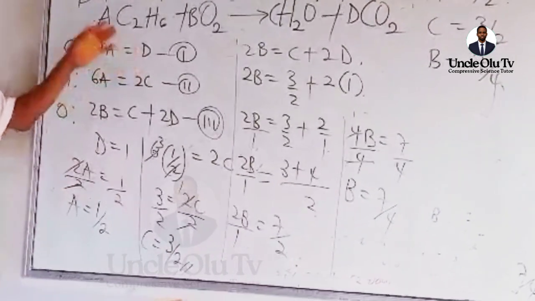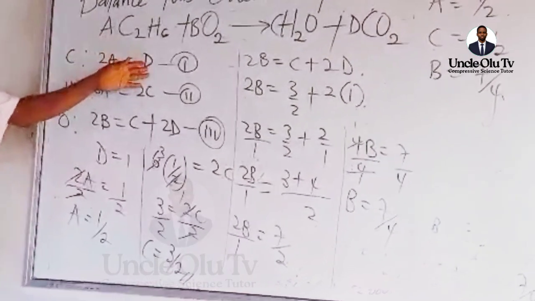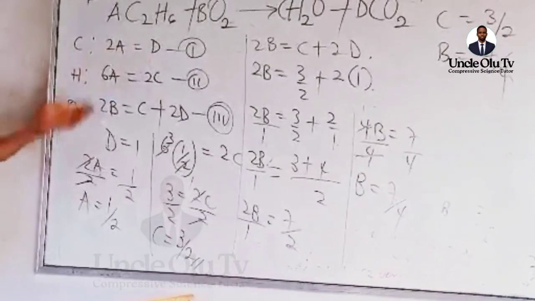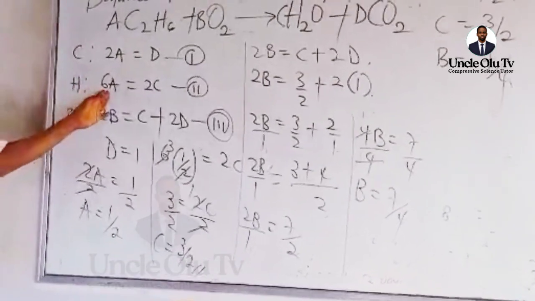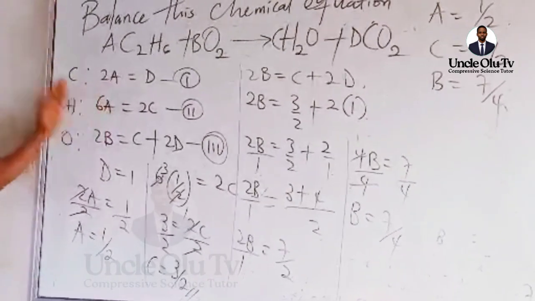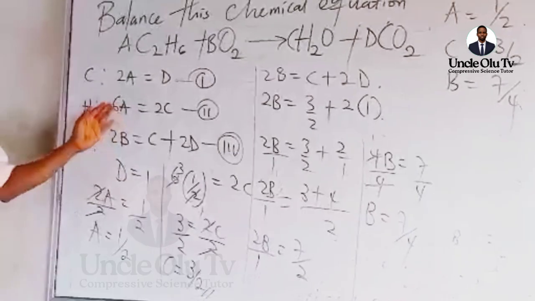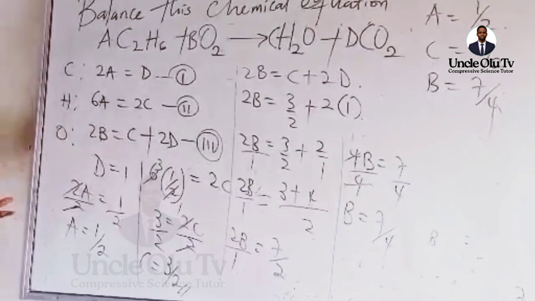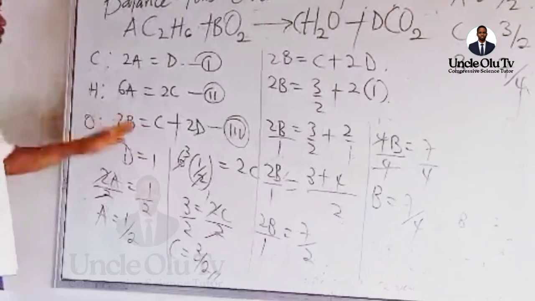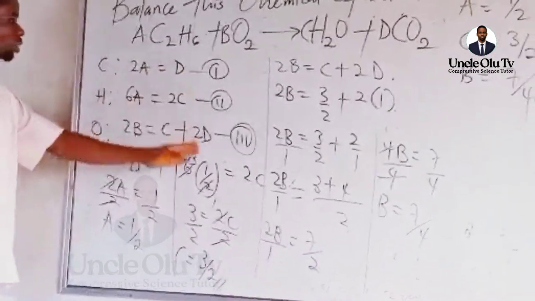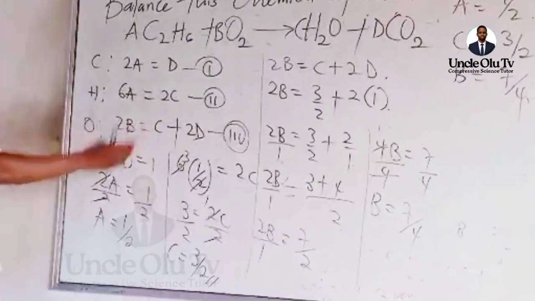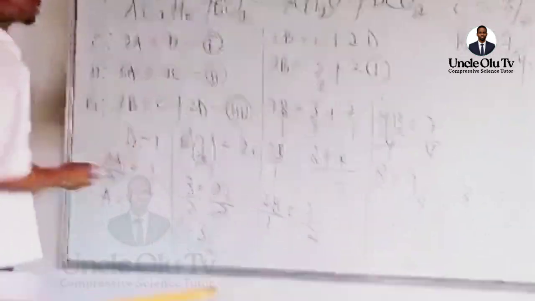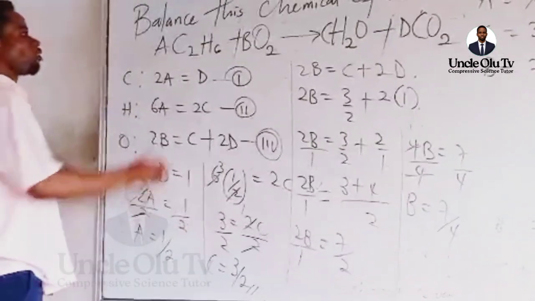Just say D equals 1, and when you substitute 1 here, 2A equals 1, we get our A as 1 over 2. Since we've known our A to be 1 over 2, you substitute it here. That is 6 into bracket 1 over 2, that is 3 equals 2C. Divide this by 2, that is C equals 3 all over 2. And now that you have gotten your C, you substitute it here, and you've gotten your D, that's 1, to get your B. And we get our B to be 7 all over 4. Now let's balance this equation since we've gotten all our coefficients.